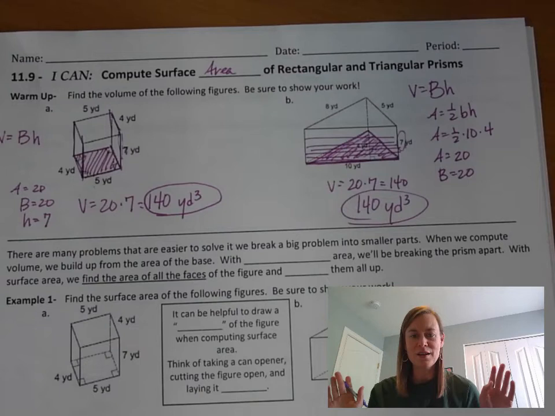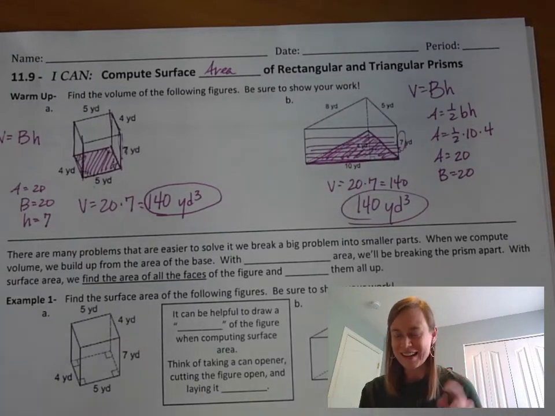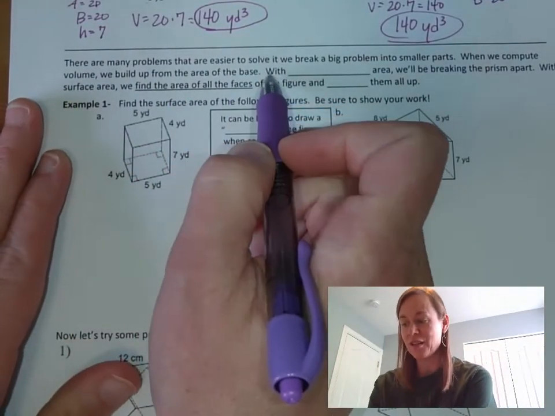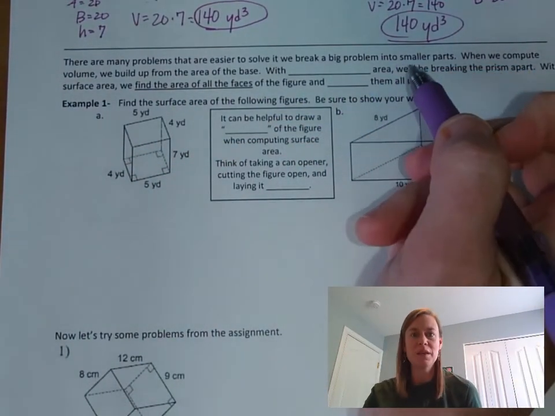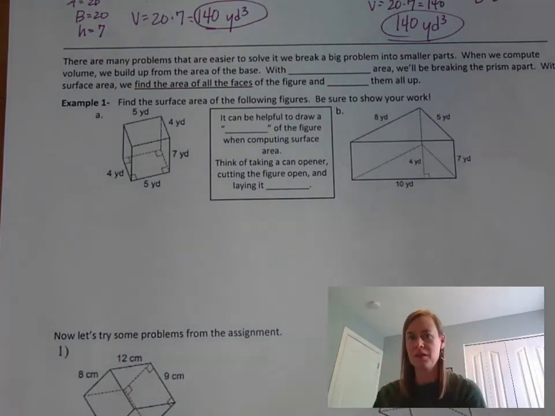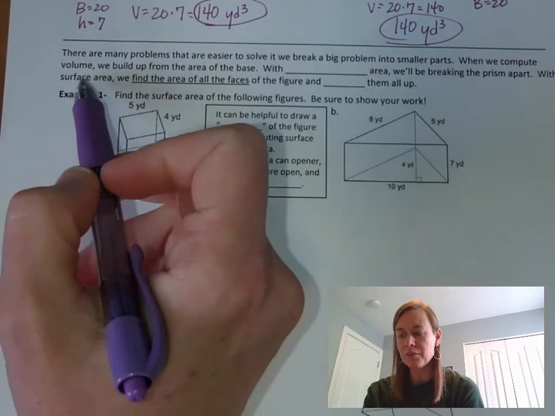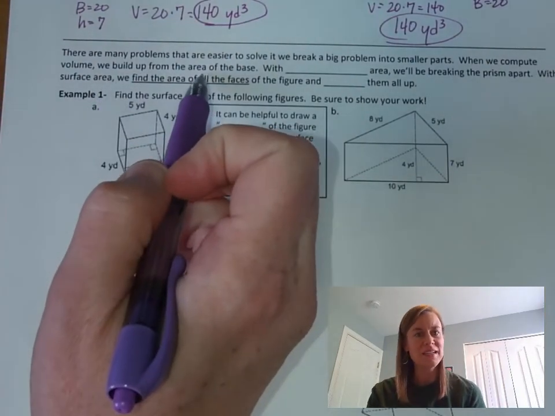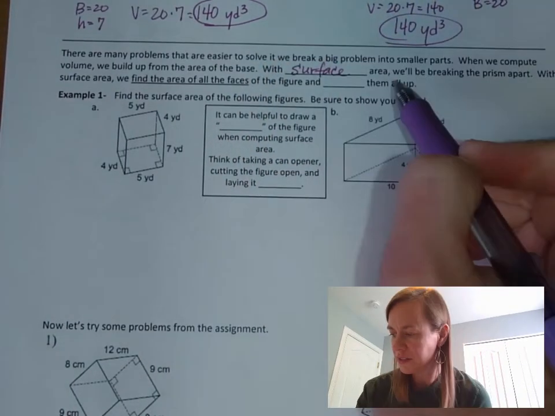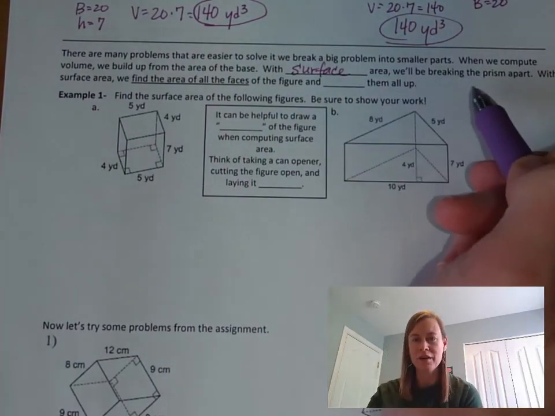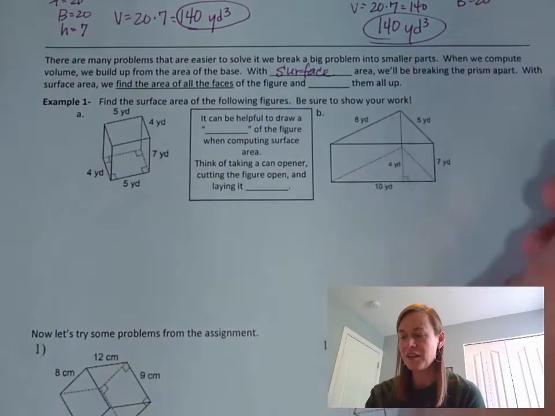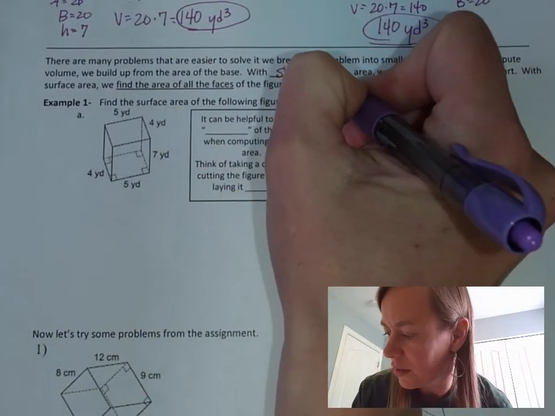Okie dokie, so that was our review on volume. Let's talk about some surface area now. Okay, it says there are many problems that are easier to solve when we break a big problem down into smaller parts, right? Like any kind of big problem, you're going to just kind of think through it and divide it down into its smaller parts. When we compute volume, we build up from the area of the base, right? With surface area, so write the word surface there. With surface area, we'll be breaking the prism apart. With surface area, we find the area of all the faces of the figure and then add them up. So I have a little box here.